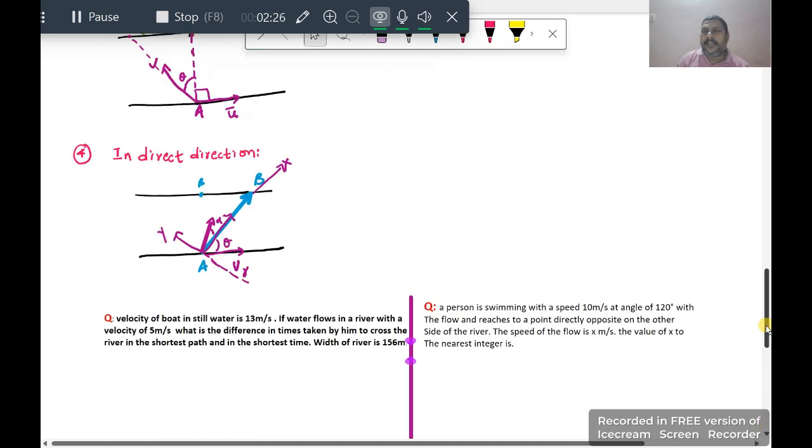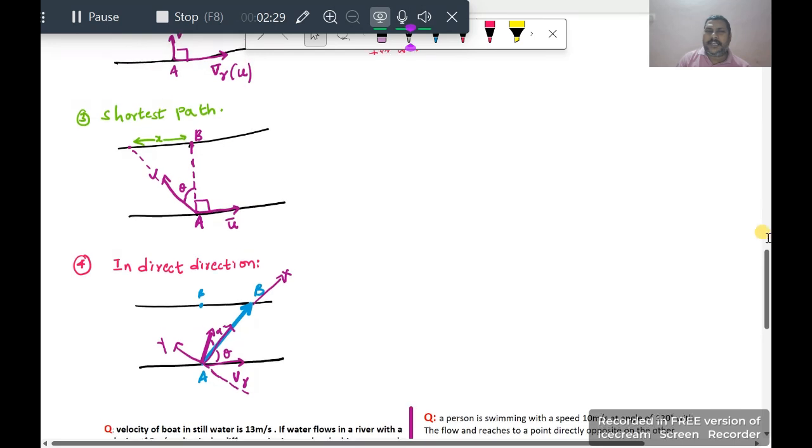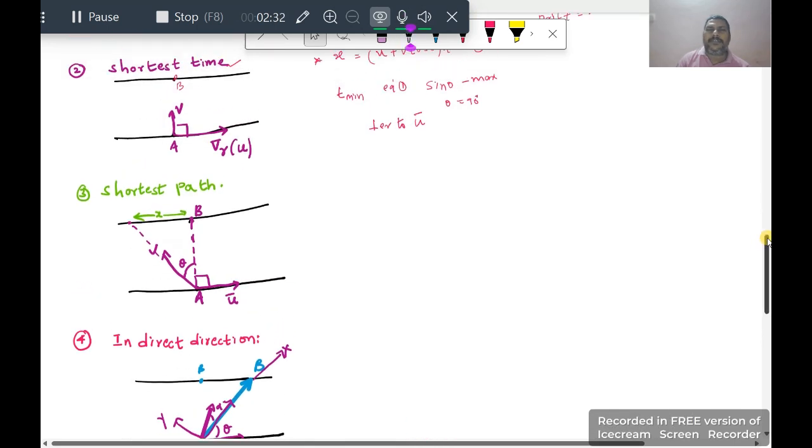But you will not reach directly to the point right opposite. There will be a shift, right? He started like this, and because of river velocity, you will shift like this. So that will be drift. Drift will be there, but that will be the shortest time. When he started like this, he will take the shortest time. To take the minimum time to reach the other bank, we must row perpendicular to the bank.